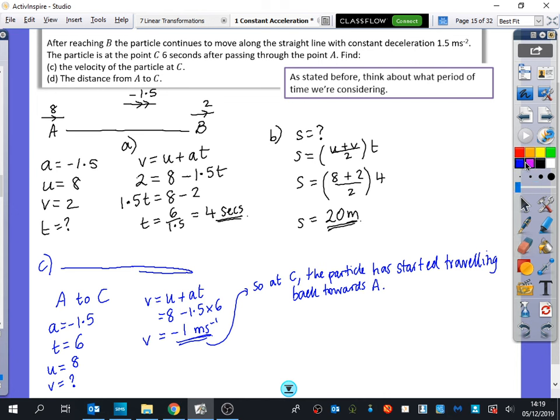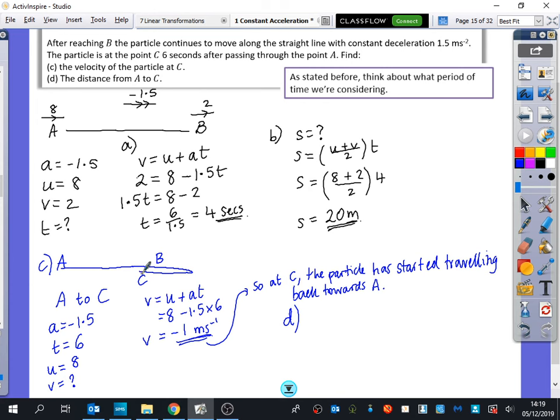Part D of the question then says, what is the distance from A to C? So A was here, B was somewhere over here. It's now started travelling back, and so C is going to probably be around there. We don't really know exactly where it is. Now, I am not asking how far has it travelled. That is a different question. How far has it travelled is how long this blue line is.